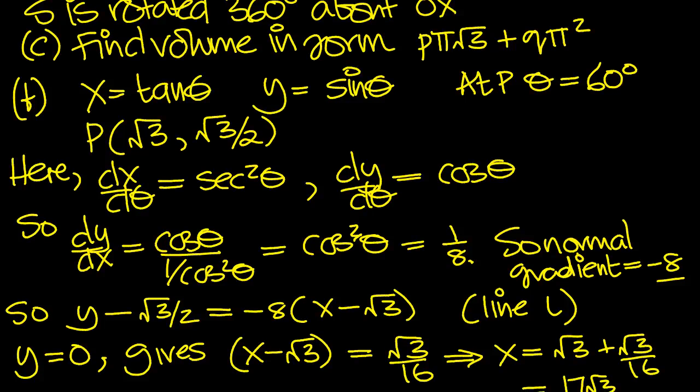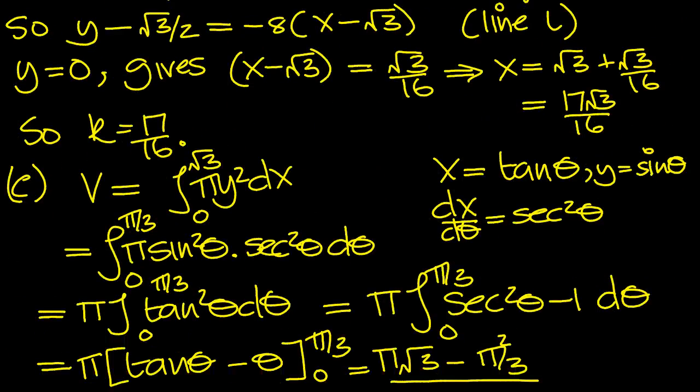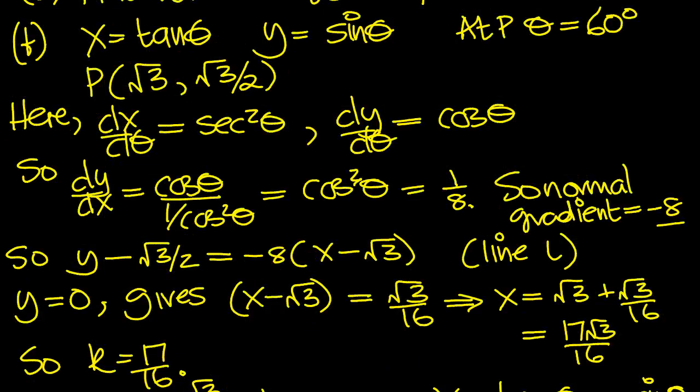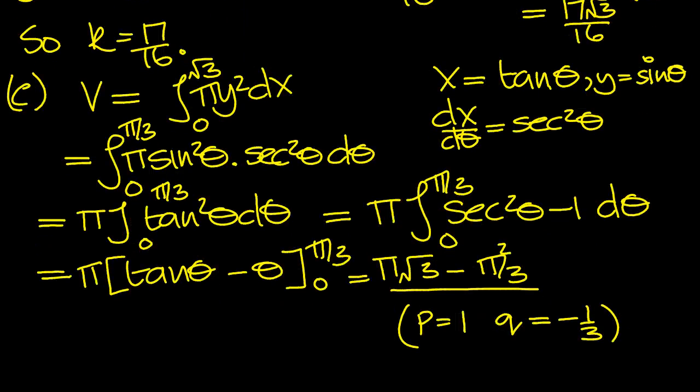Find the volume in the form p pi root 3 plus q pi squared. So p equals 1 and q equals minus 1/3 in the above. So that's why the minus is taken there.